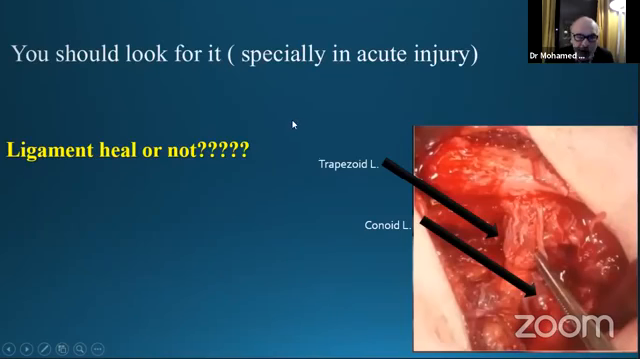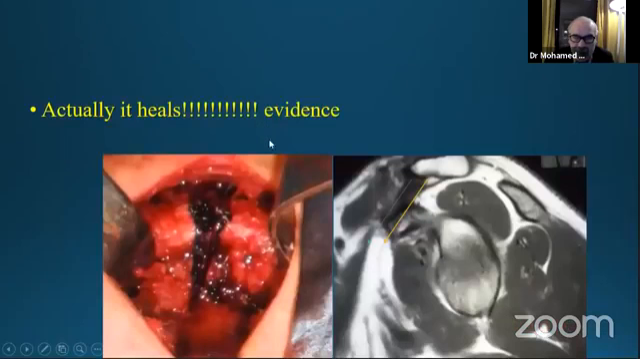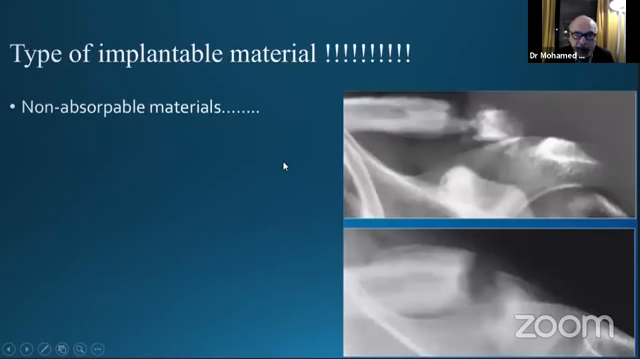And there is a lot of research asking, does this ligament heal? Yes, it heals. How do you know? Actually, it heals, and the evidence is from the MRI. This is a repair, and after 6 weeks, we see that the ligament has been restored.